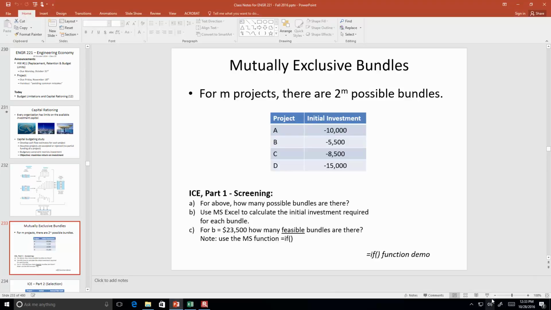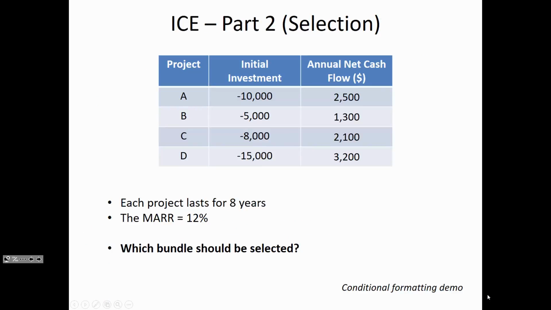All right, so the next phase of our study is to select which bundles are going to give us the maximum profit. We've got 10 possibilities, and it would be really tedious to go through and by hand calculate the present worth of all of those possibilities. We could. I mean, I guess it wouldn't be that bad. But Excel sure makes things a lot nicer.